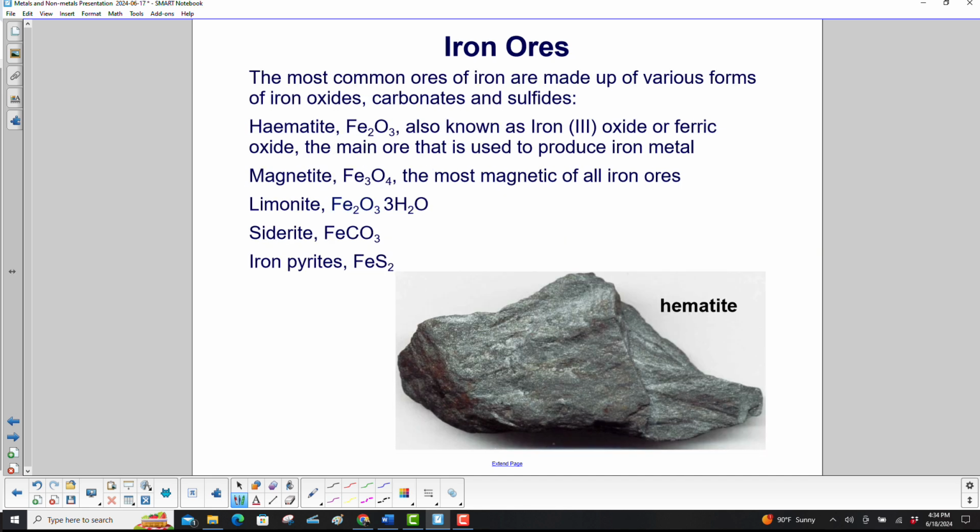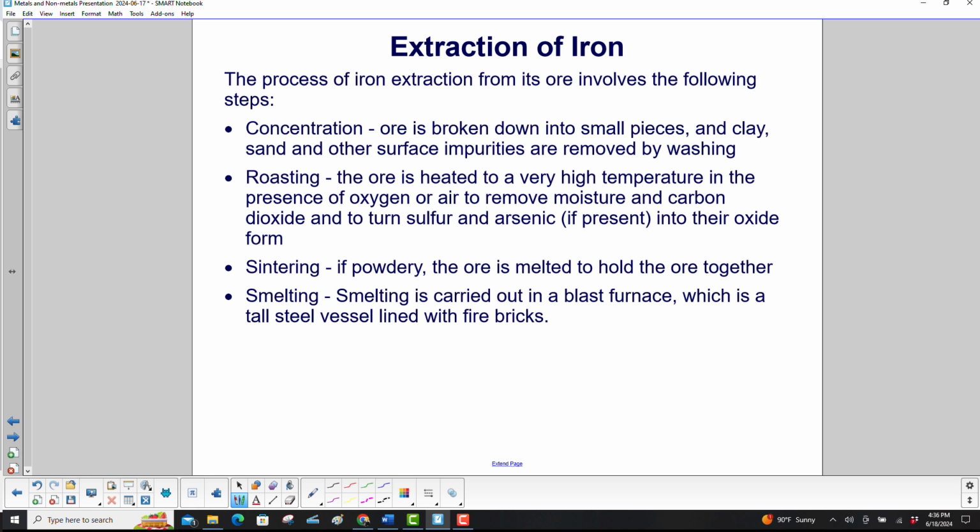The most common ores of iron are made up of various forms of iron oxides, carbonates, and sulfides. Hematite, also known as iron 3 oxide or ferric oxide, that's an old term, is the main ore that is used to produce iron metal. Magnetite, the most magnetic of all iron ores. Limonite, siderite, and iron pyrites. The process of iron extraction from its ore involves the following steps.